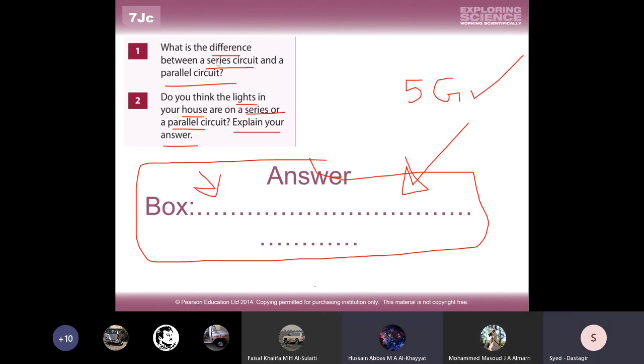For the second, mister, I think that in our homes we have a parallel circuit and not a series circuit, because sometimes a light in our home stops working, but the others are still working at the same time. Excellent. Well done. Very smart thinking. Okay, mister, let's have a look at some of the wrong answers.